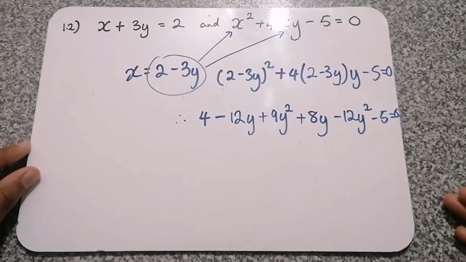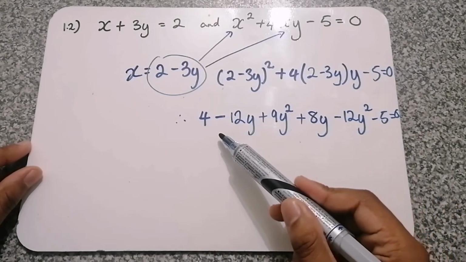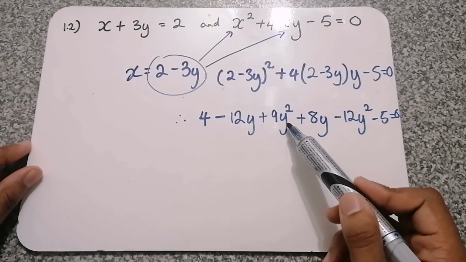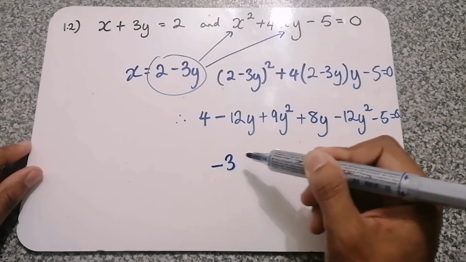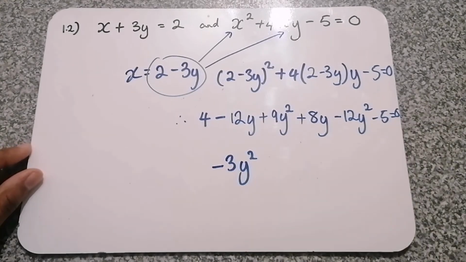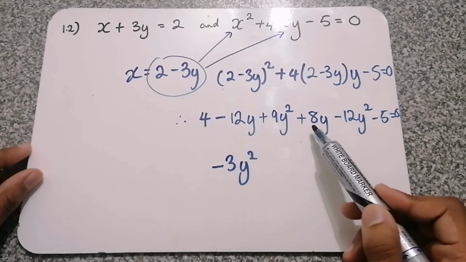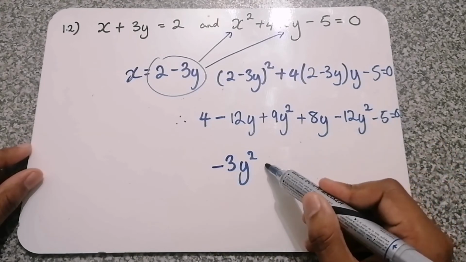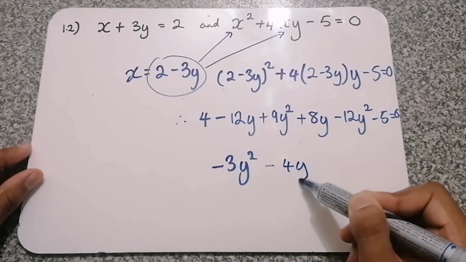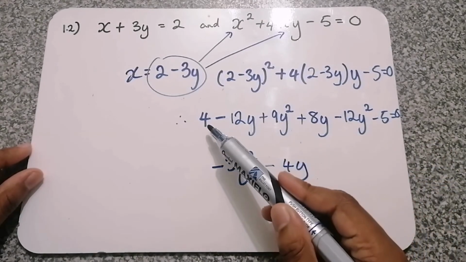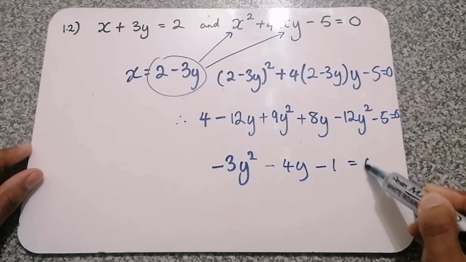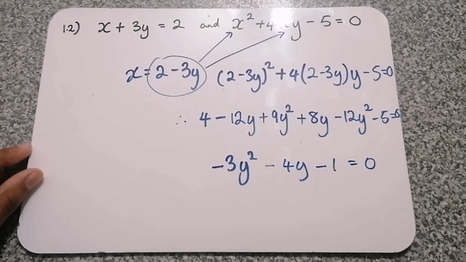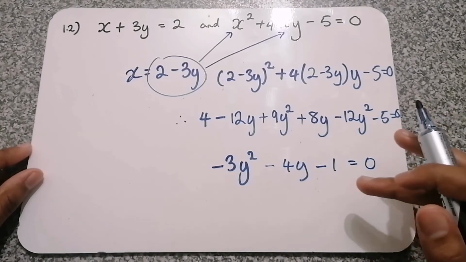Lastly, let's just add our like terms. So we'll start with the squareds. This is 9y squared minus 12y squared. That is negative 3y squared. Then we have negative 12y plus 8y, and that's equal to negative 4y. And then lastly, our constants, 4 minus 5, and that's just negative 1, if I added all of those correctly. Okay, so let's factorize this.